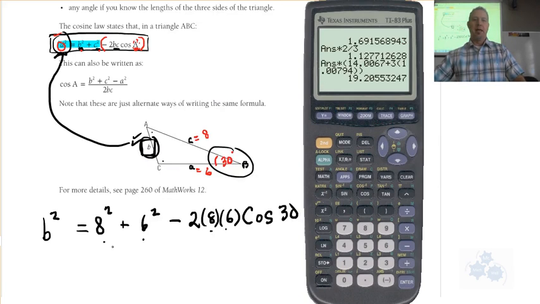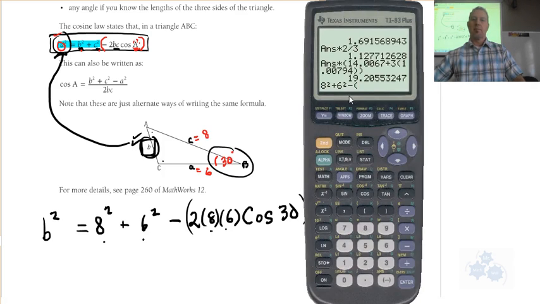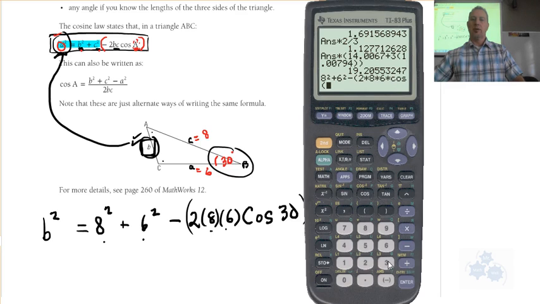Maybe not fun, but let's figure out what the right side equals. So 8 squared plus 6 squared minus, now I'm going to put all of this inside brackets because this is all multiplied together. This is the same as doing all this, okay? So times 2 times 8 times 6 times cos of 30 and bracket. And well, it looks like I need to do another bracket there, I guess.